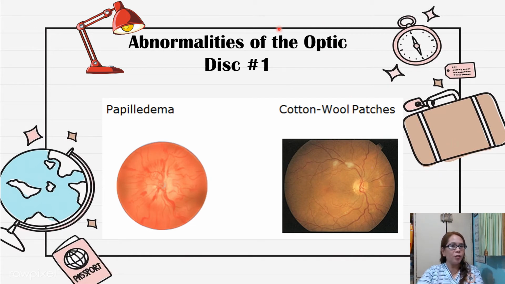Another one is the cotton wool patches. This is an abnormal finding on the fundoscopic examination of the retina of the eye. They appear as fluffy white patches on the retina. They are usually caused by damage to the nerve fibers and are a result of accumulation of axoplasmic material within the nerve fiber. So these are considered abnormal findings.